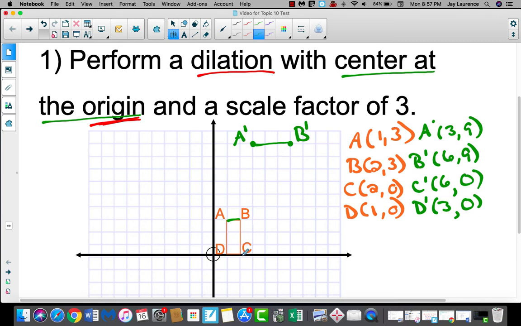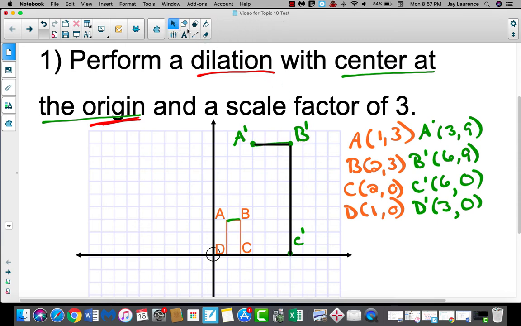Okay, C prime. C was at 2, 0. C prime is at 6, 0. So 2, 0, 3, 0, 4, 0, 5, 0, 6, 0. Ooh, it matches up perfectly with B prime. Look at that. And that would be this side, yes. That would be from here to here. Just like that. I guess I should draw them all in like that. There we go. That's looking better.